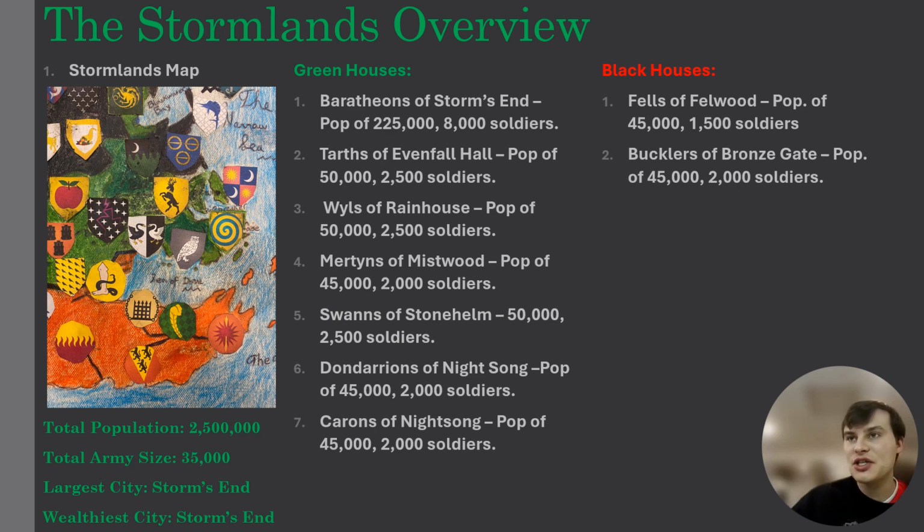You got the Mertens of Mistwood. They have that owl sigil, the gray background, the white owl. They most likely sided with Team Green due to the Baratheons siding with them. And then Mistwood is buried deep inside the Rainwood. There are no other castles like that south of the Neck. There's some in the north that are buried deep within a forest. So I thought that was kind of a cool fun fact about the Mertens of Mistwood.